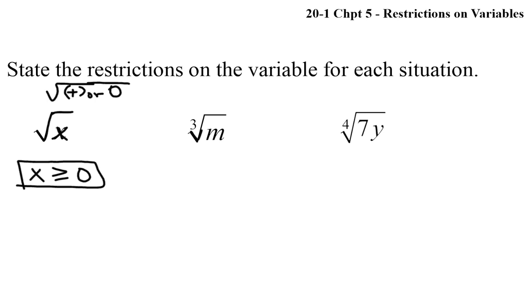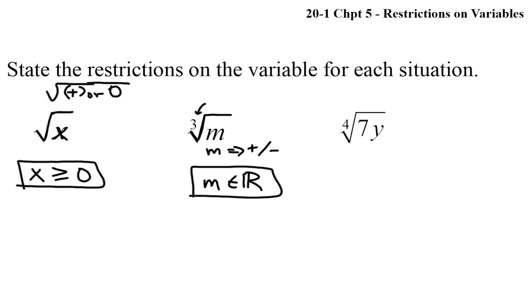Cube root of m, just talked about it. Cube root means m can be either positive or negative. So m is a member of the reals. m can be absolutely anything.